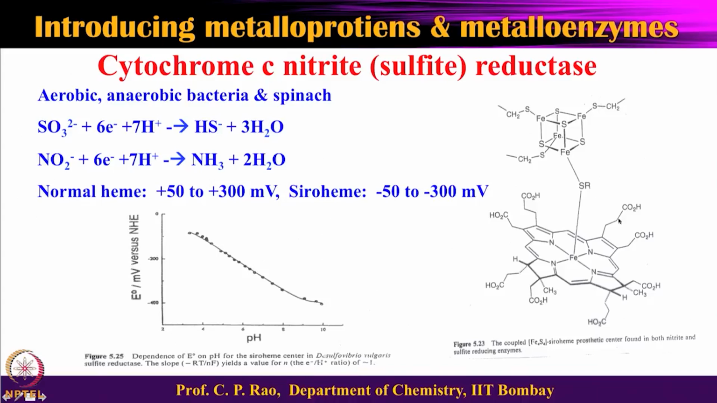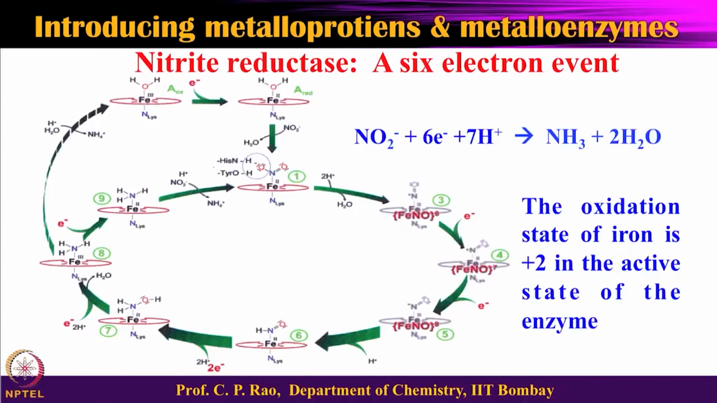Now, let us look at the proposed mechanism. The reason is that many of these steps have not been experimentally shown, but some DFT computational calculations have supported this, so based on that, this particular scheme is given. First of all, the oxidized form is not the active center, it is the reduced form, that means the iron 2 center. The resting iron 3 form is not the reactive one, the iron 2 center is.